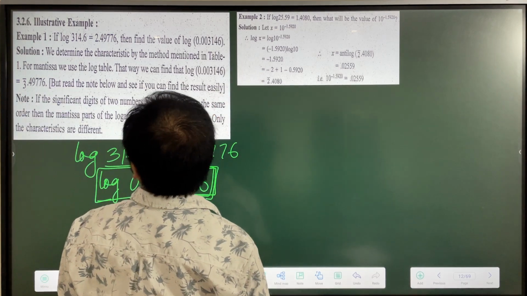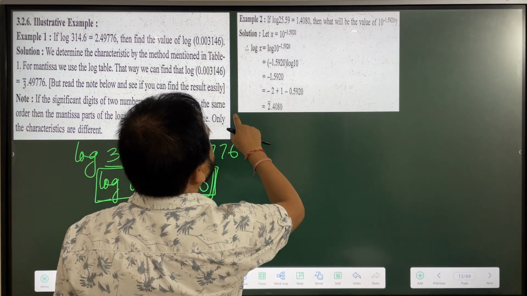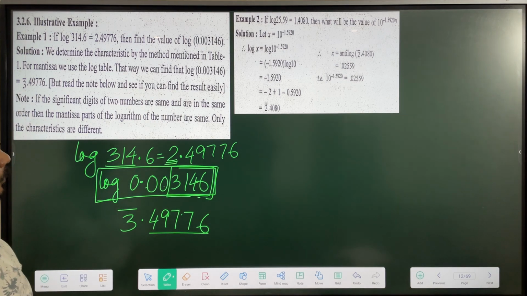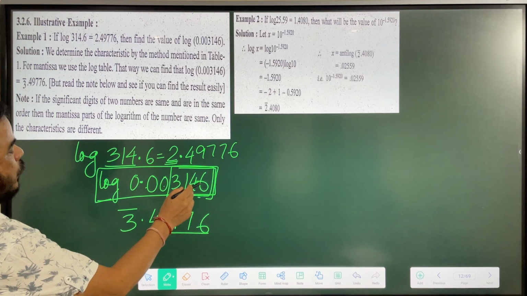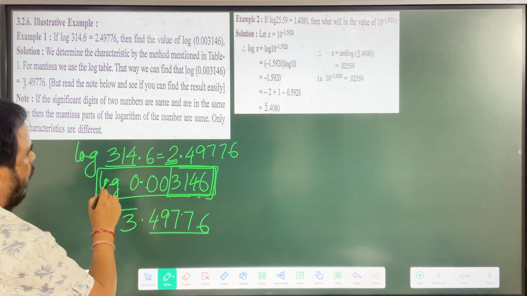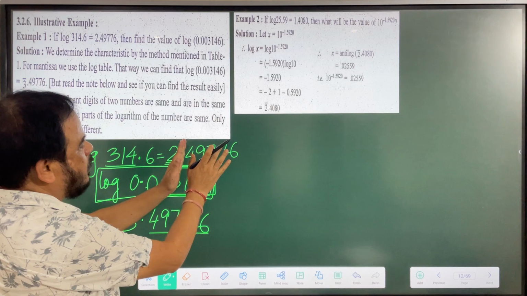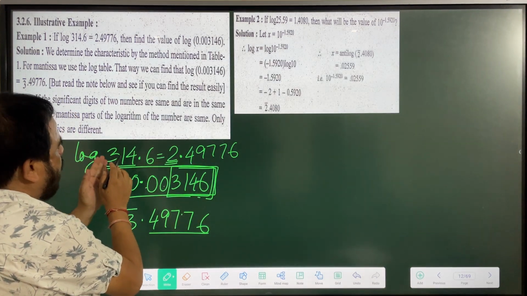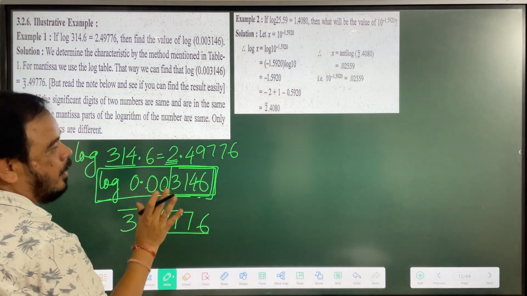Now example number 2. Look here, log 3146 is given here as 0.49776. When we use the log table, we use 3146, so log 3146 is already found here. This 2 has come from the decimal part. When we use 3146 in the log table, we get 0.49776. This is what it is. So this is very easy.